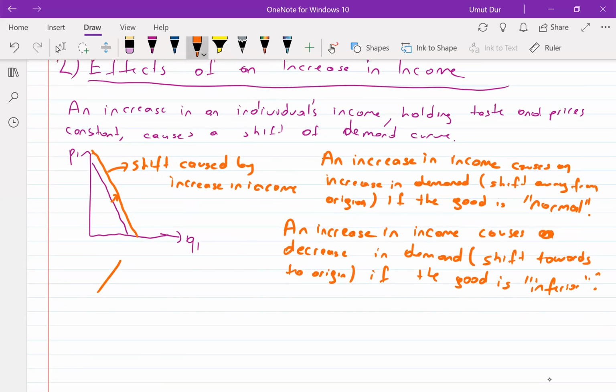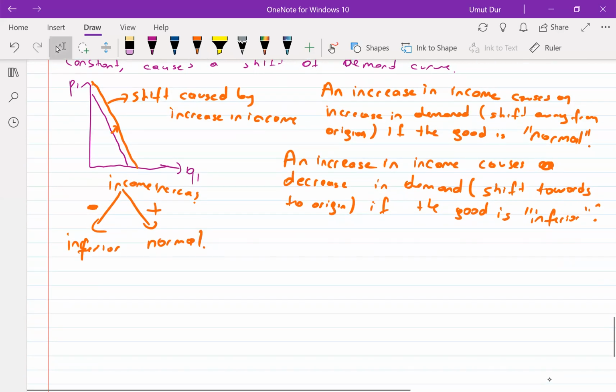Okay, so if income increases and your demand for a good is negatively affected, then we call that good inferior. And if your demand for a good increases as your income increases, then we call that good normal. So you can think of different inferior goods and normal goods here.